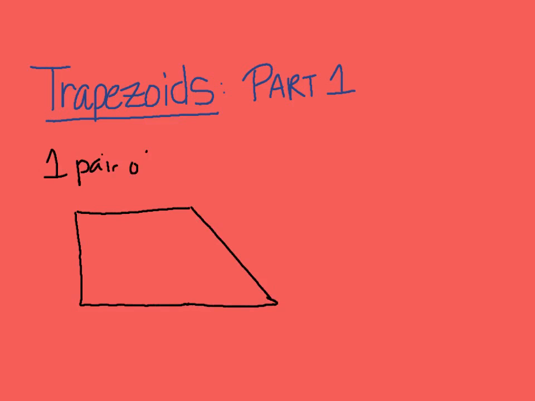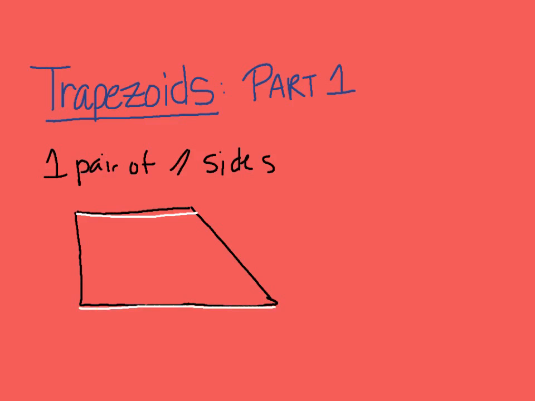Alright, the first quadrilateral we're going to learn about is the trapezoid. So, the picture of a basic trapezoid looks like this. And the technical definition for a trapezoid is one pair of parallel sides. So in order for it to be a trapezoid, it just has to have one set of parallel sides. So if you notice here, our set of parallel sides are right here.